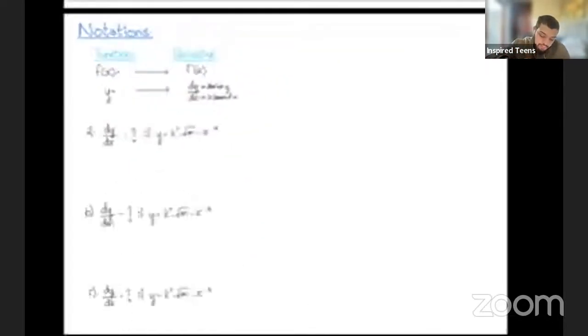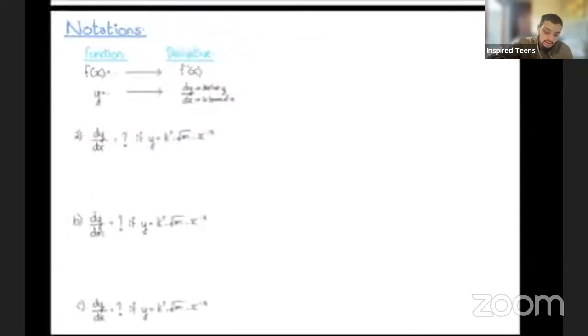Let us end it there. In our next lesson, we will continue with some notations and deriving different terms in terms of different variables.